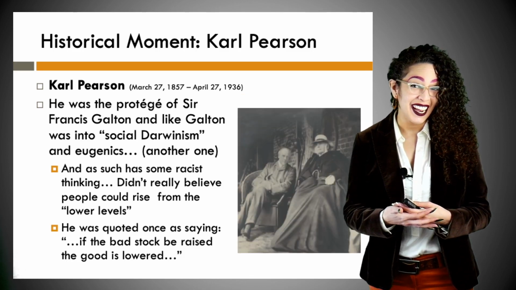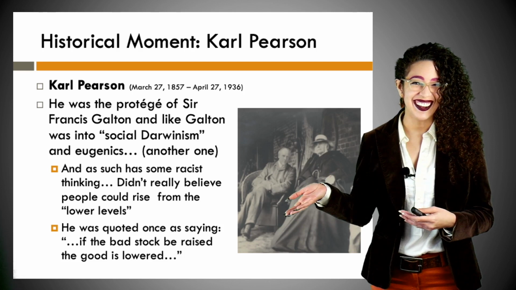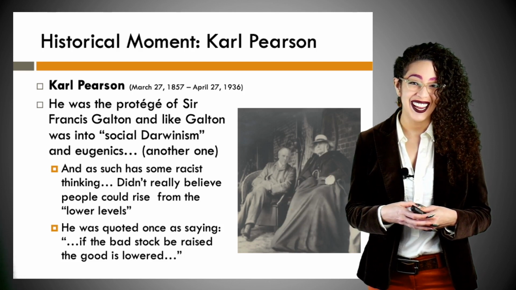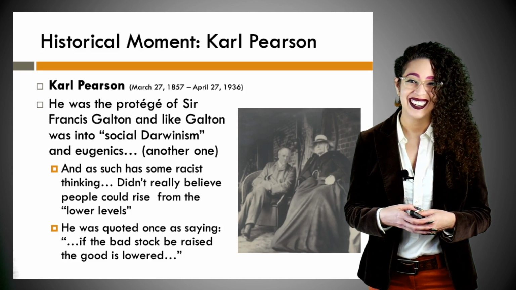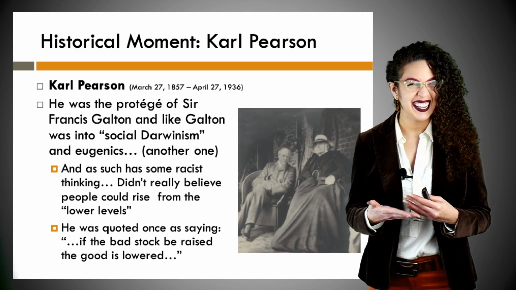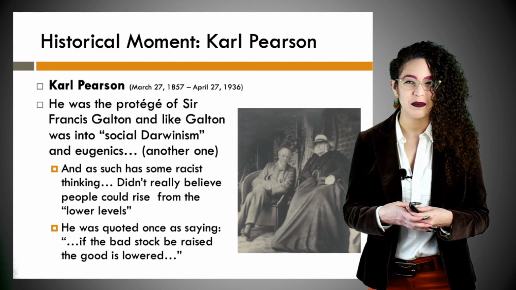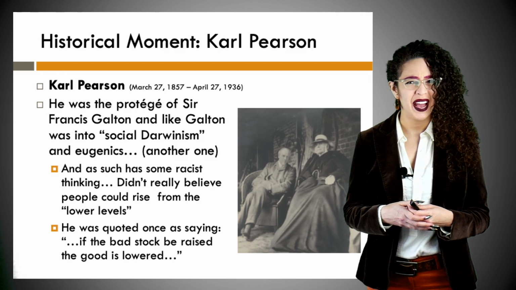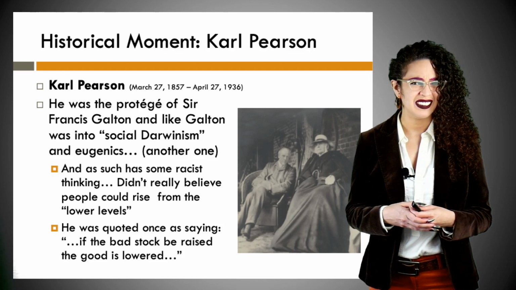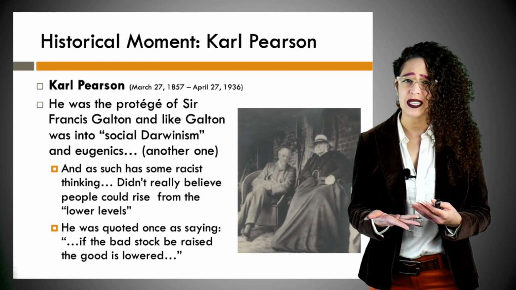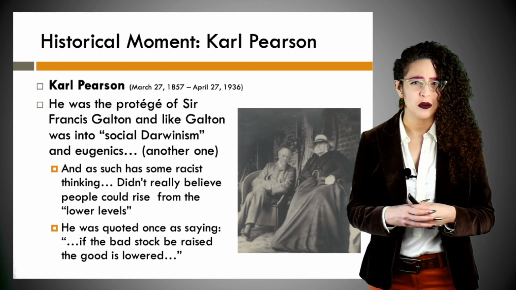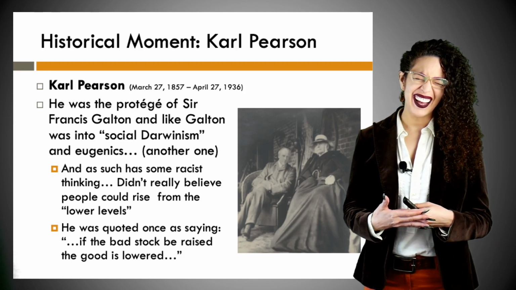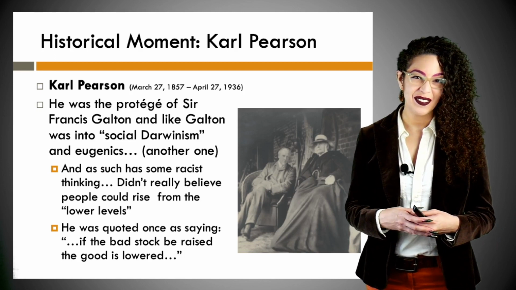He was a protege of Sir Francis Galton. There they are, just hanging. And as such, he was really into social Darwinism and eugenics. Another one. He had some racist thinking. He said he didn't really believe that people could rise from the lower levels. He was also quoted once as saying, "If the bad stock be raised, the good is lowered." As if it is some sort of zero-sum game that if we help people below us, that we will somehow suffer. So some of our last historical moments have had these but kind of caveats at the end of them.